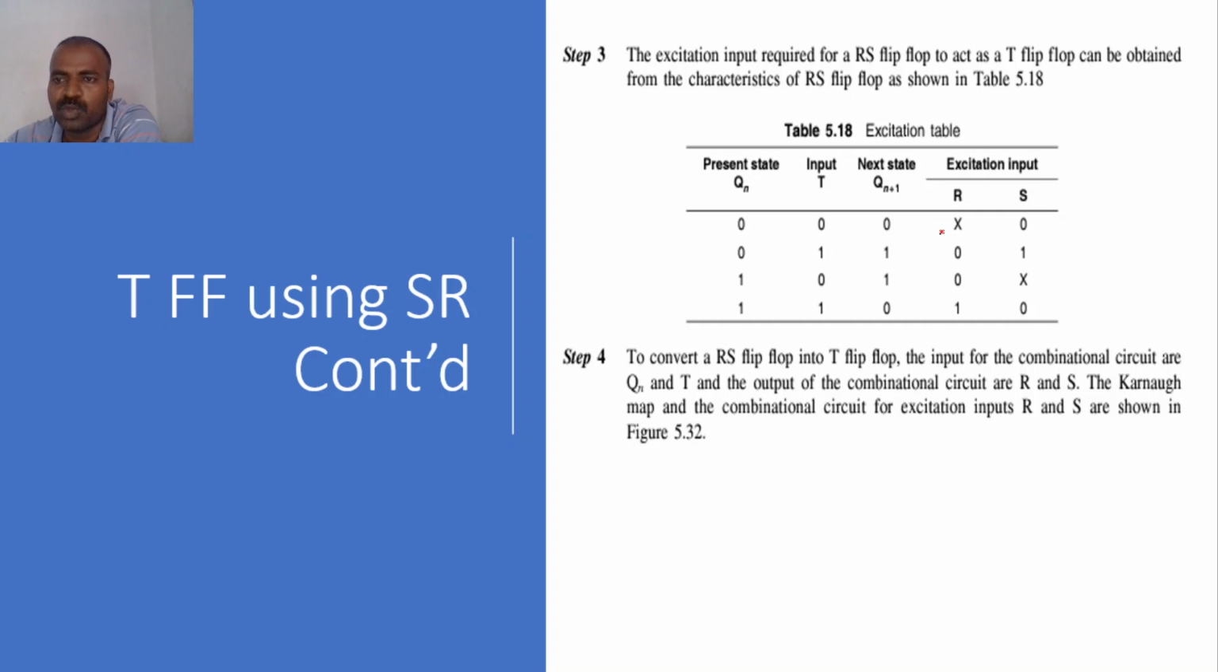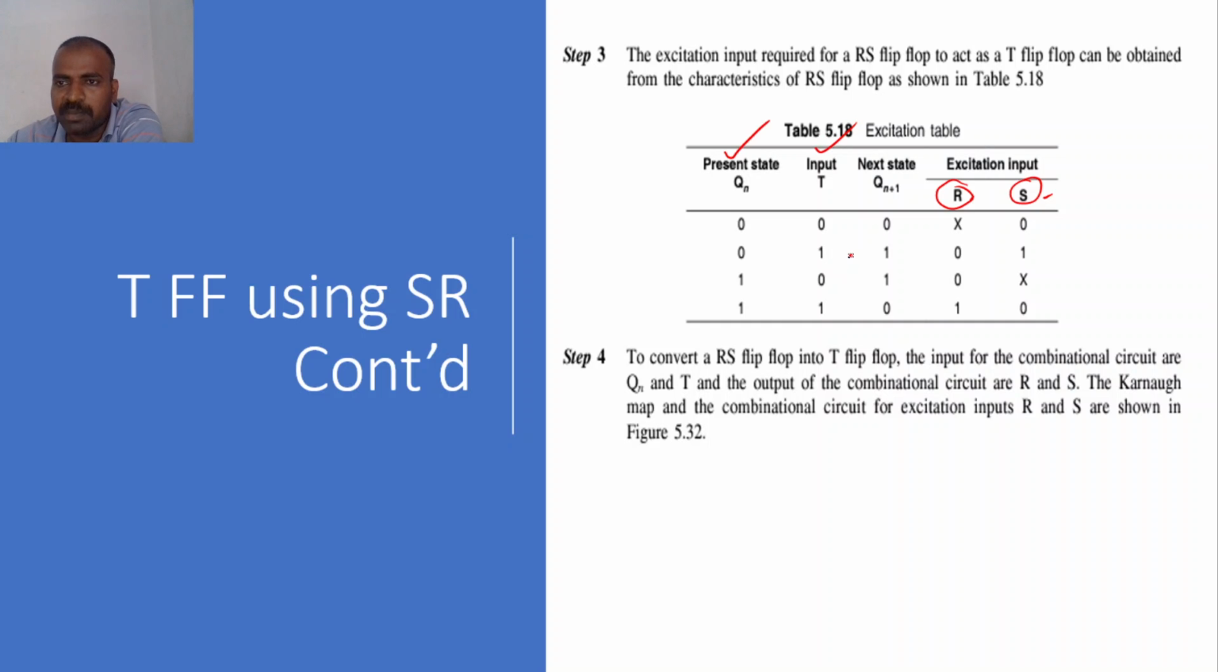So the excitation inputs are S and R. We know the excitation table of the SR flip-flop, so as per the excitation table, we have written this. Next up is to find the expression for R and S using K-map. Here we'll go for a K-map, considering the present state as well as the input alone.